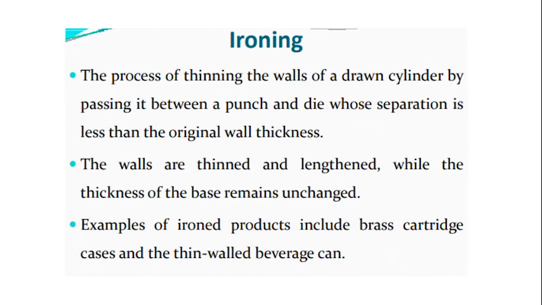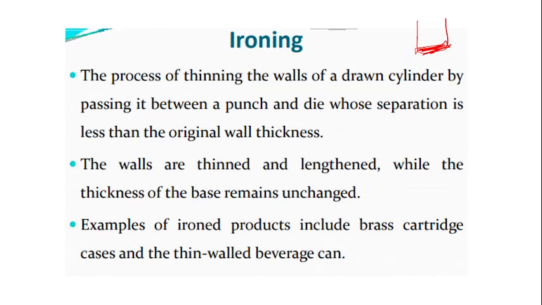Okay. Now move on to one more process, ironing. So what is ironing? It is the process of thinning the walls of a drawn cylinder by passing it between a punch and die whose separation is less than the original wall thickness. So what is happening in ironing? You will have one deep drawn cup. Now you want to reduce the thickness of the walls only. You don't want to reduce the thickness of your base, you want to reduce the thickness of the walls. Then this process is called ironing.